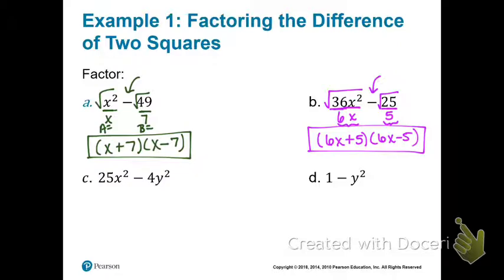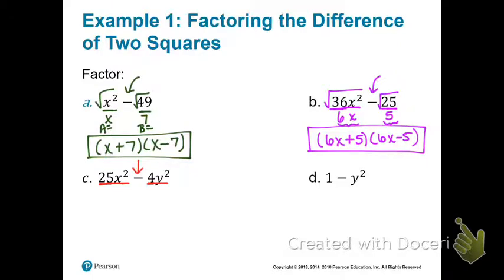Let's check it. Do they have a greatest common factor? Are 25 and 4 both divisible by some number other than 1? They are not. The first term has an x squared. Does the second term have an x? It does not. So there is no greatest common factor. So how many terms? 2. Sum or difference? It's got a minus sign, so it's a difference.